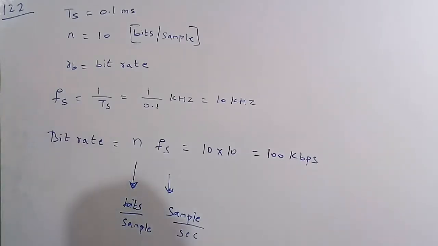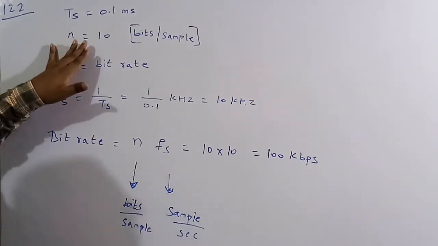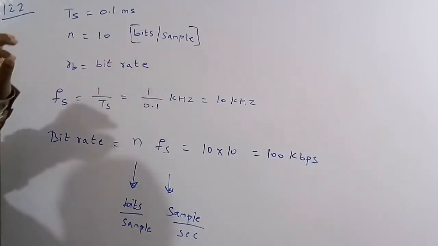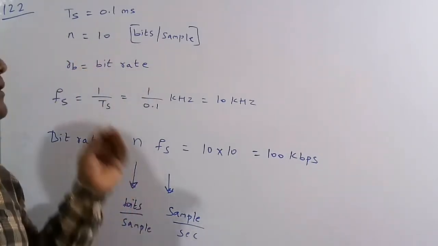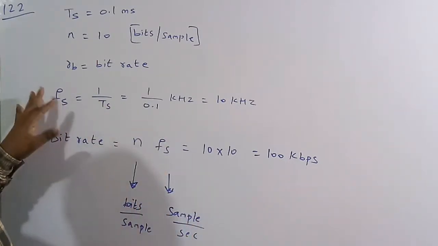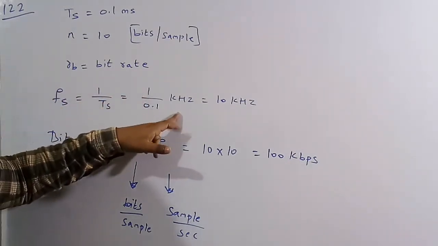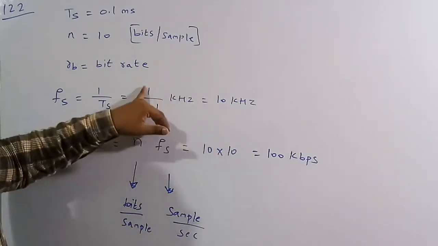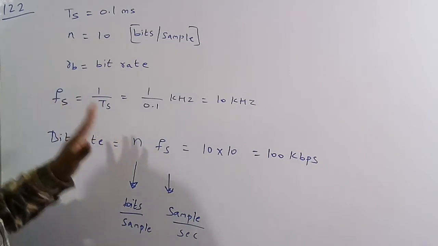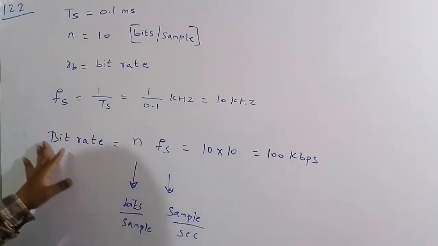In the question they have given that the sampling period is 0.1 millisecond, and the number of bits per sample is 10. We need to find the bit rate, which means the number of bits passed per second. Basically, the sampling frequency is equal to 1 by sampling period. So 1 by 0.1 milli goes up to kilohertz. 1 by 0.1 is 10 kilohertz. Therefore, the sampling frequency, meaning the number of samples per second, is 10 kilohertz. So we need to find the bit rate.